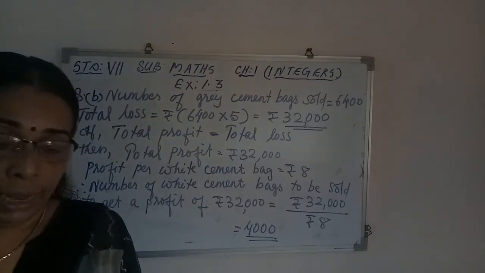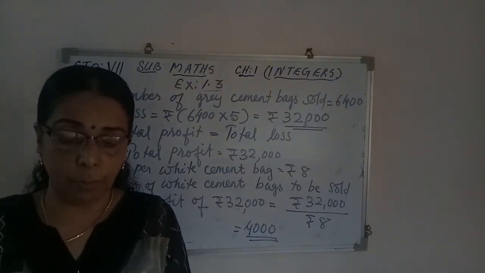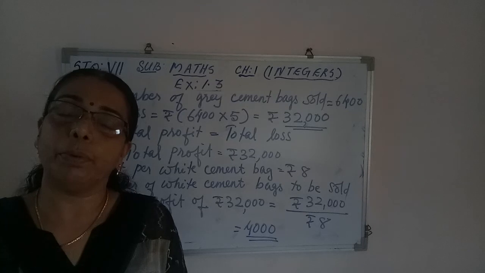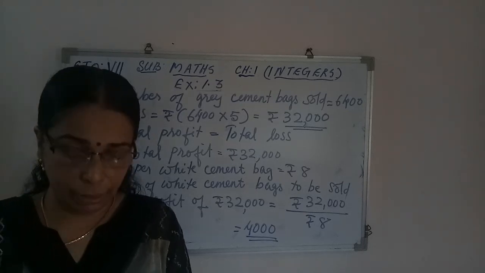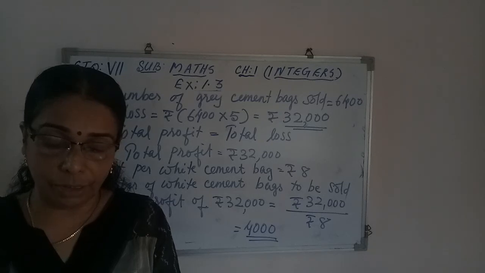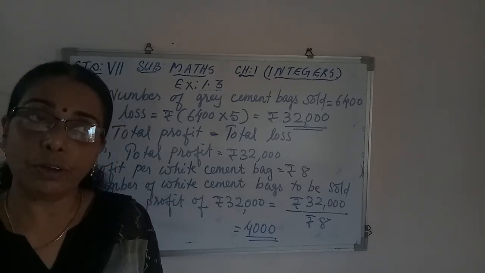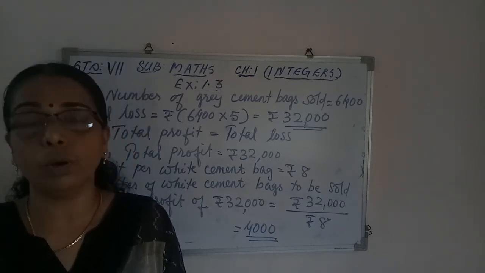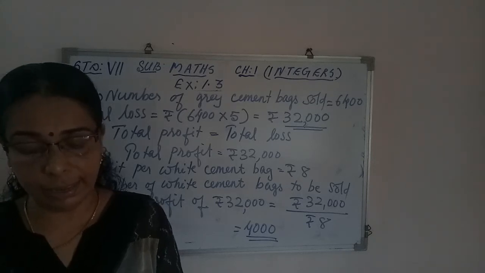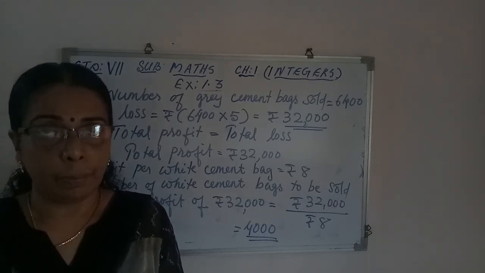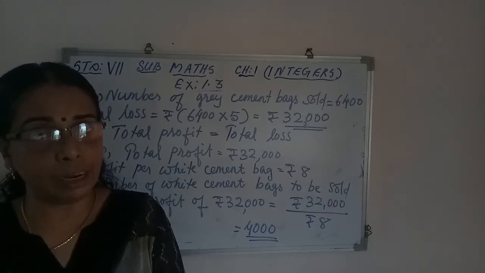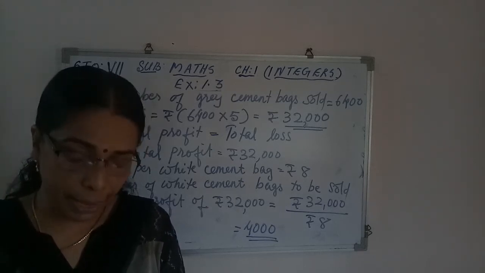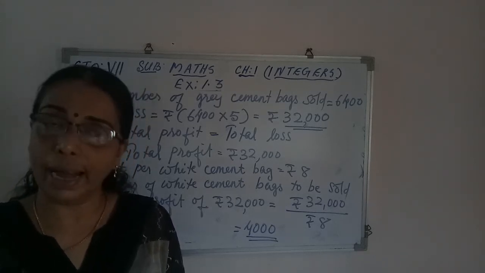Question 9. Replace the blank with an integer to make it a true statement. That question, a fill in the blanks question, I am giving you as homework. For example, the first question, minus 3 into dash is equal to 27. That means you have to find that integer to be multiplied with minus 3 to get the product 27. The product is positive. So minus 3 into 9 is 27. So minus 3 into minus 9. In the same way, complete B, C and D. That's your homework or assignment question.